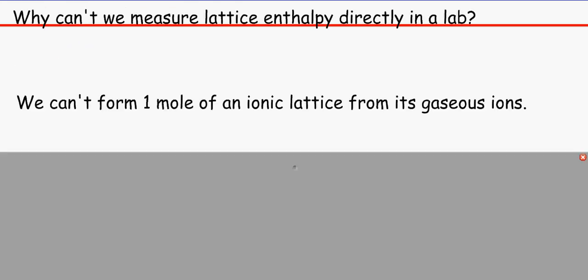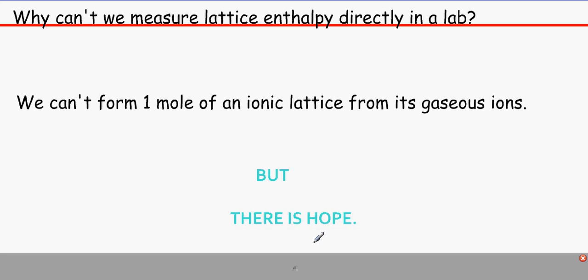So why can't we actually measure lattice enthalpy directly in the lab? Why can't I just go to Imperial and say, can I just measure the lattice enthalpy? Well, the thing is, we can't form 1 mole of an ionic lattice from its gaseous ions. Have you tried to get 1 mole of chlorine ions and 1 mole of sodium ions? Well, actually, we can do that. But have you ever got 1 mole of sodium chloride? It's pretty hard, and also getting the energy to make that would be impractical.